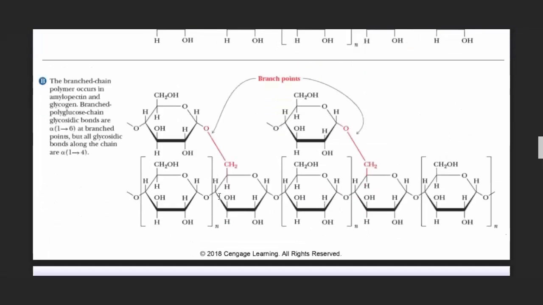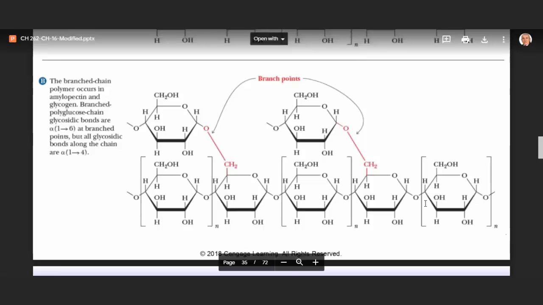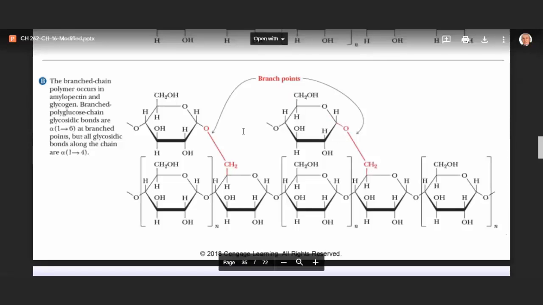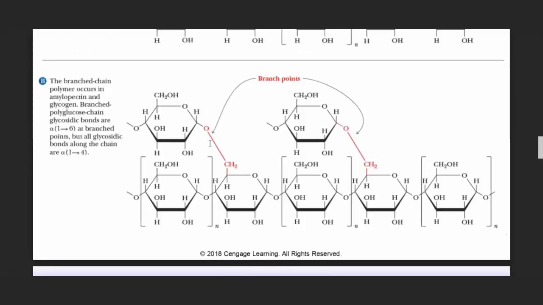Notice the branch chain polymer occurs in amylopectin and glycogen, etc. Notice the linear form, again all the glycosidic bonds are alpha 1,4. But when we want to make a branch, it becomes alpha 1,6. Then this is a branch point, this is a second branch point. So as you can see here, remember that always alpha 1,6 occurs at a branch point, whereas all other glycosidic bonds along the chain are of the type alpha 1,4.